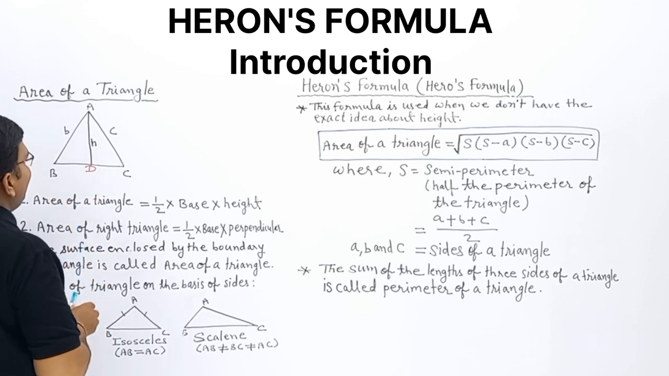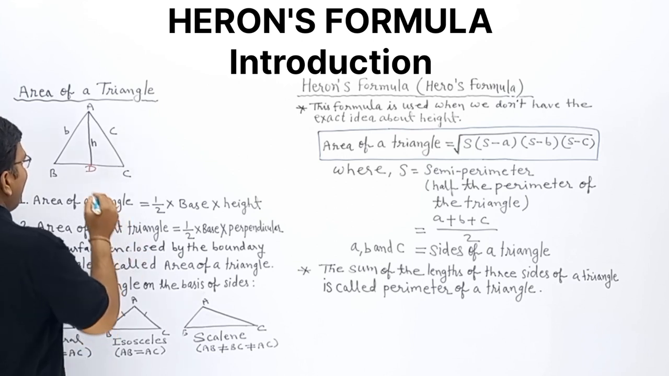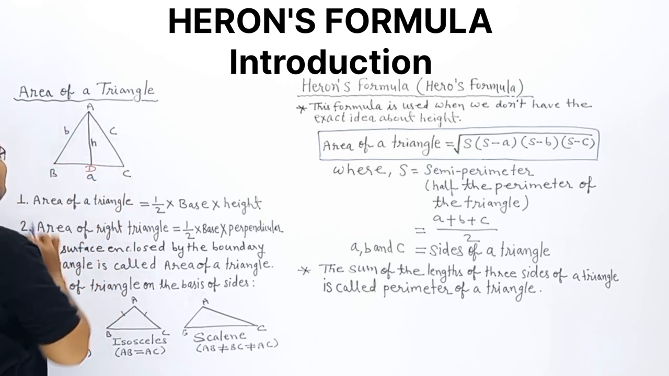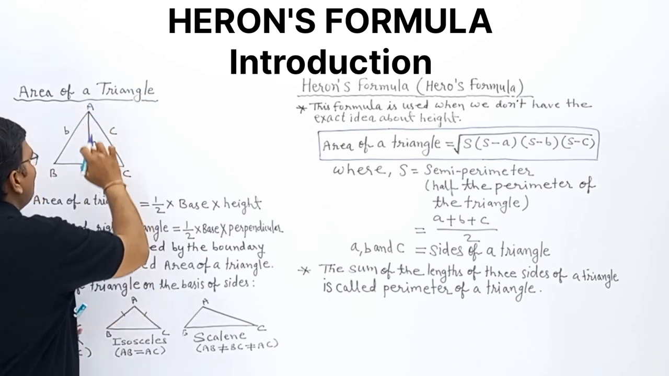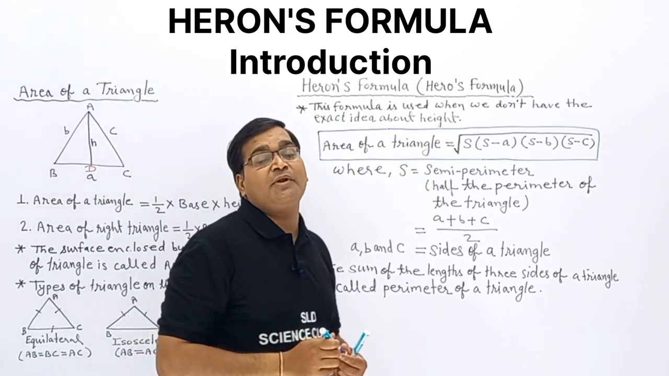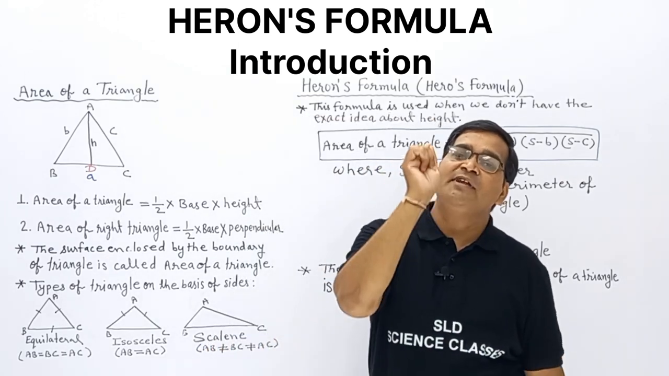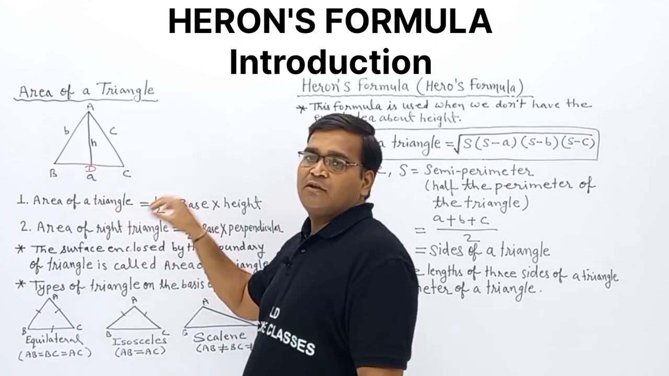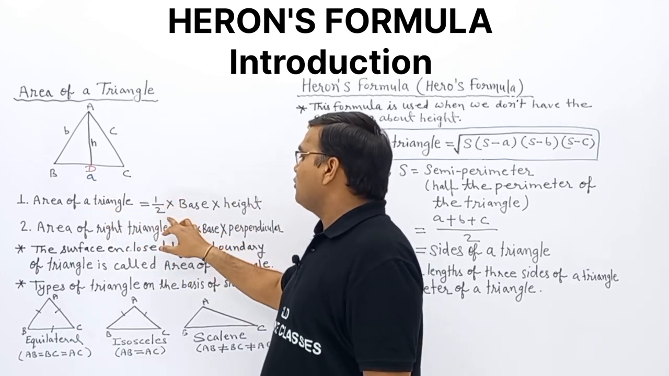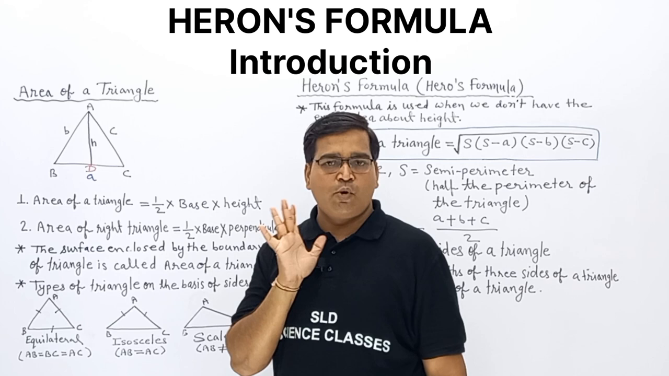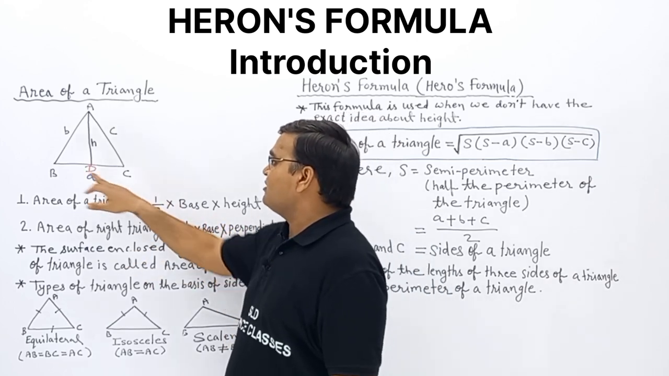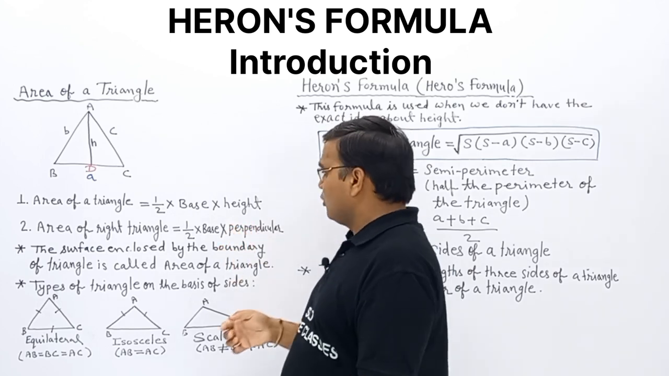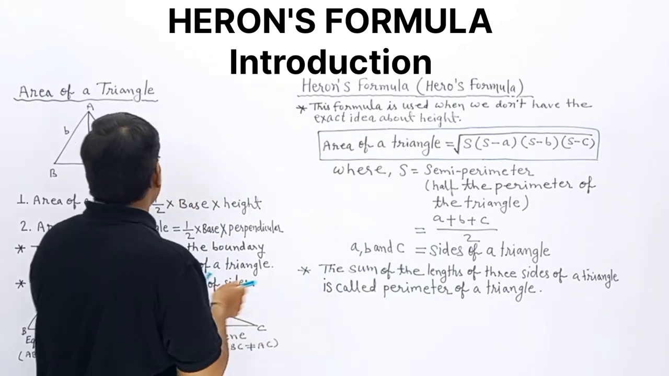AD is what? Perpendicular line. AD is the perpendicular line on BC. So this perpendicular line is showing what? Height of triangle. So once we are having the height of a triangle, then we can find the area of the triangle directly: 1/2 into base into height. Simple formula we will apply. Base is BC, height is what? AD. Clear?